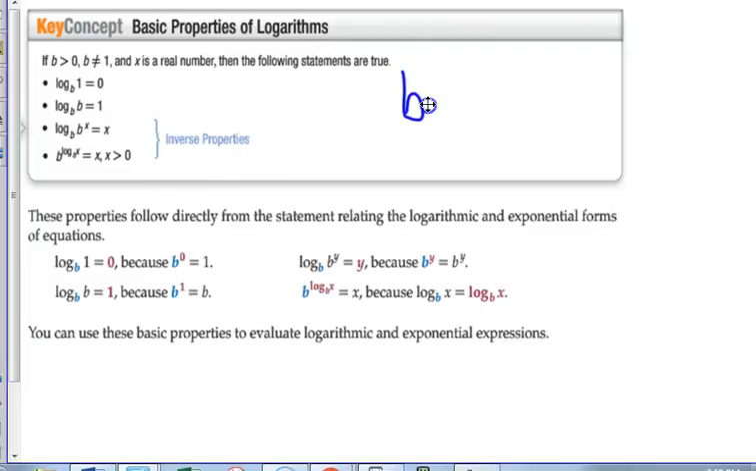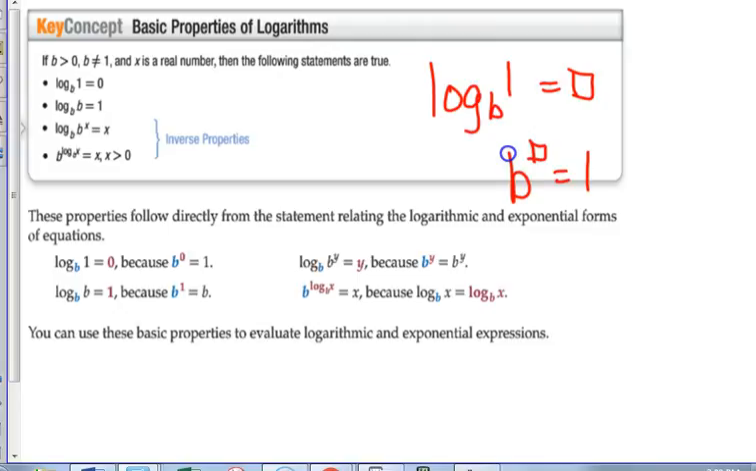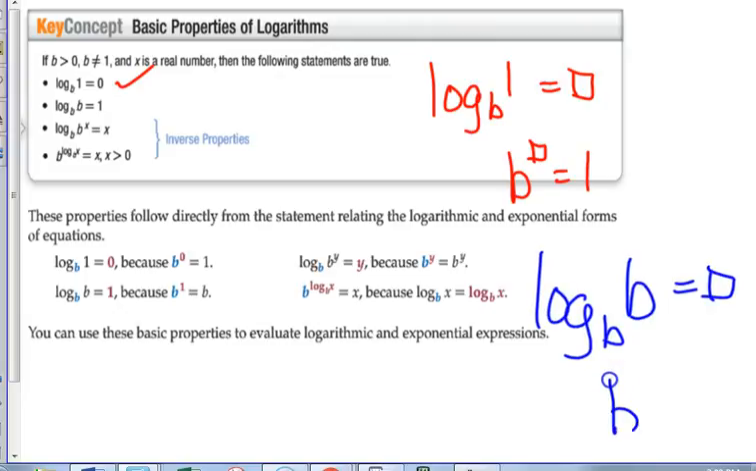I'm going to quickly go through how they work, or why they work. The first one says log base b of 1 is something. If we rewrote that, we'd have b to what power equals 1? Anything to the 0 power is 1, right? So that's why this one works. The next one says log base b of b equals what? If I rewrite that, I get b to some power equals b. This would just be to the 1, right? Everybody okay that that one makes sense?